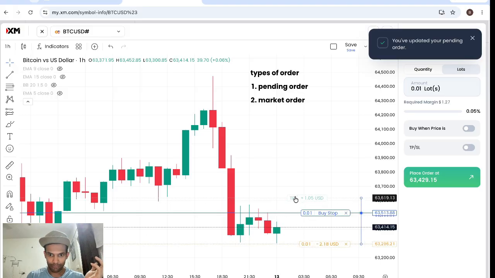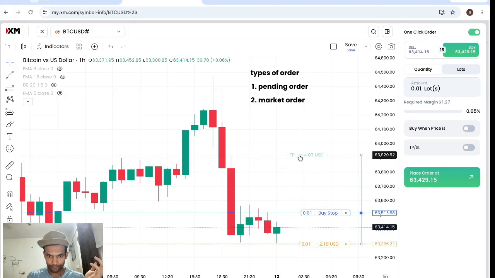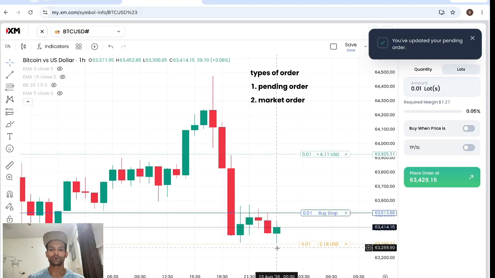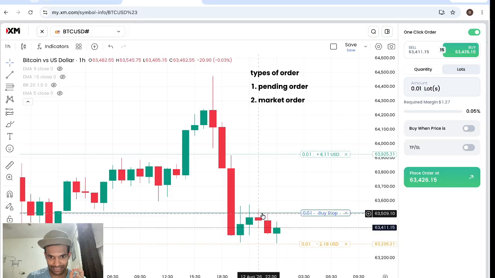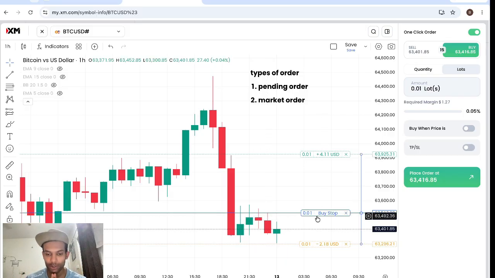Put take profit wherever you want to keep. Whenever price crosses our previous candle high, our trade will get executed. So right now it's a pending order. It means the order is not executed yet. So this is a pending order.